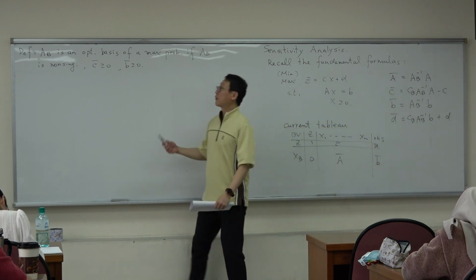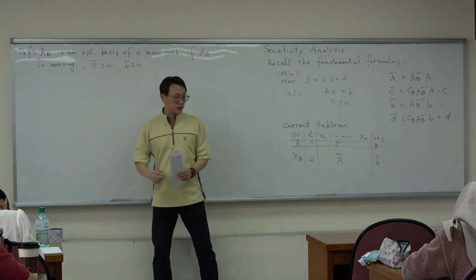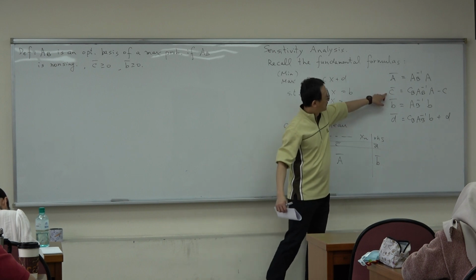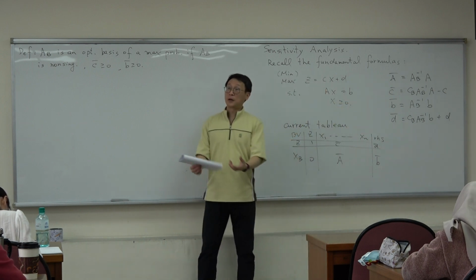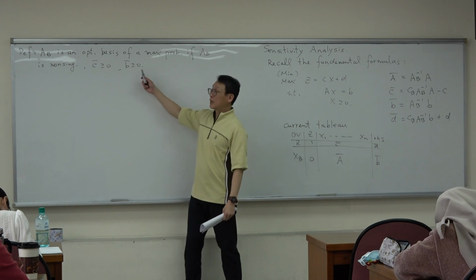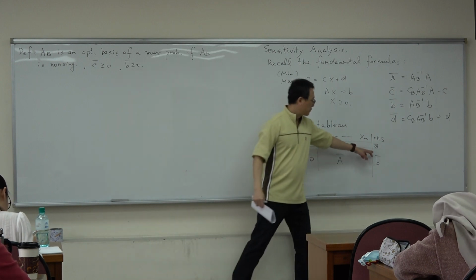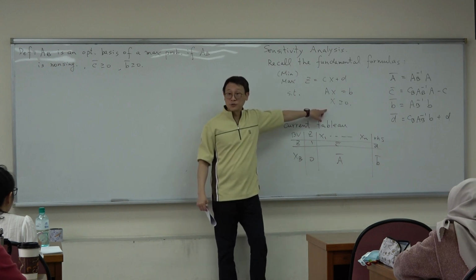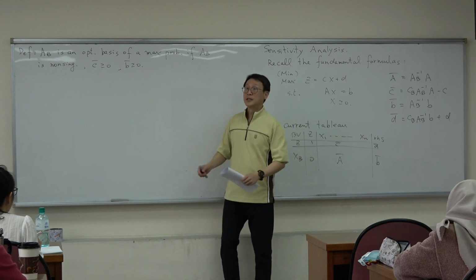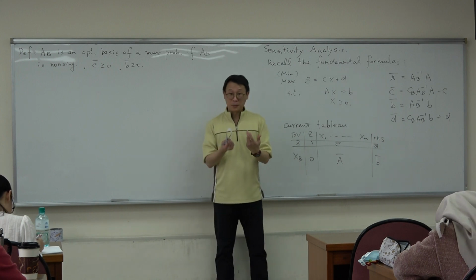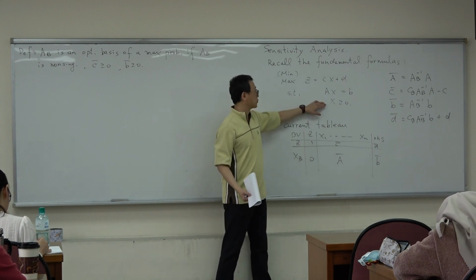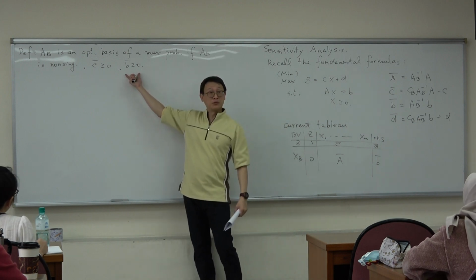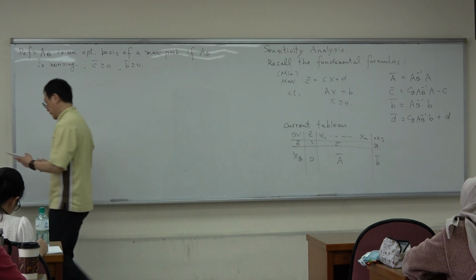Okay? And how can I guarantee it is optimum? Because I can find the C bar greater than or equal to 0. So that's the optimum solution. And also, all of the variables should be greater than or equal to 0. Okay? So it depends on the problem I define. Here I say all of the variables should be greater than or equal to 0. So for the optimum solution, the B bar should be greater than or equal to 0.